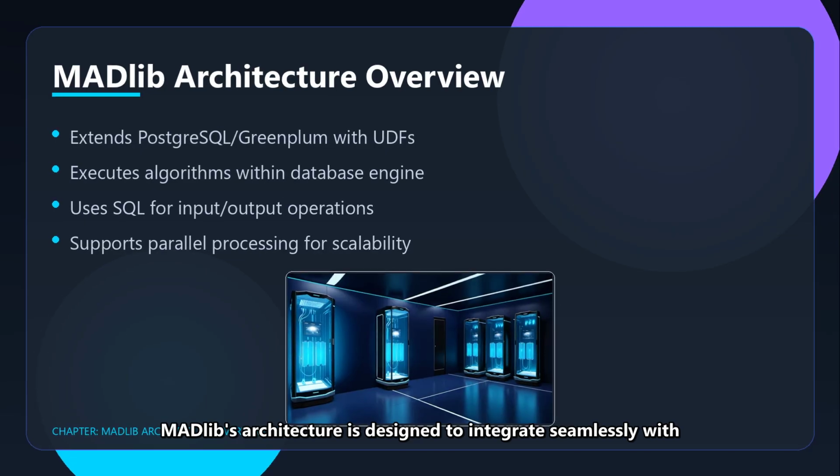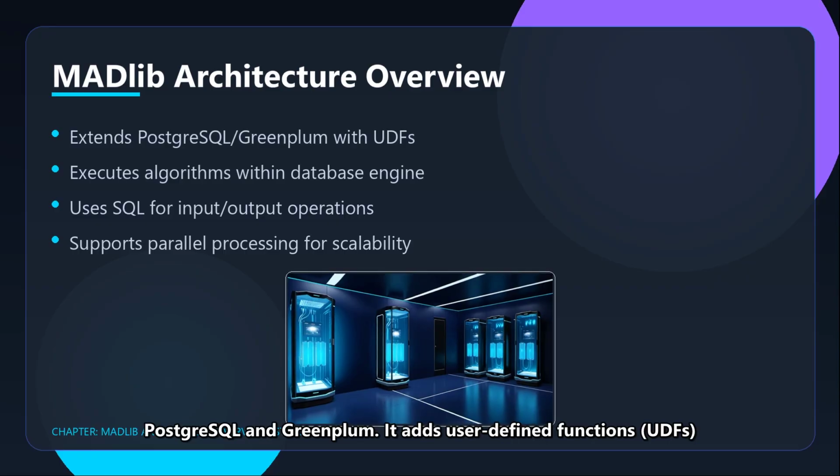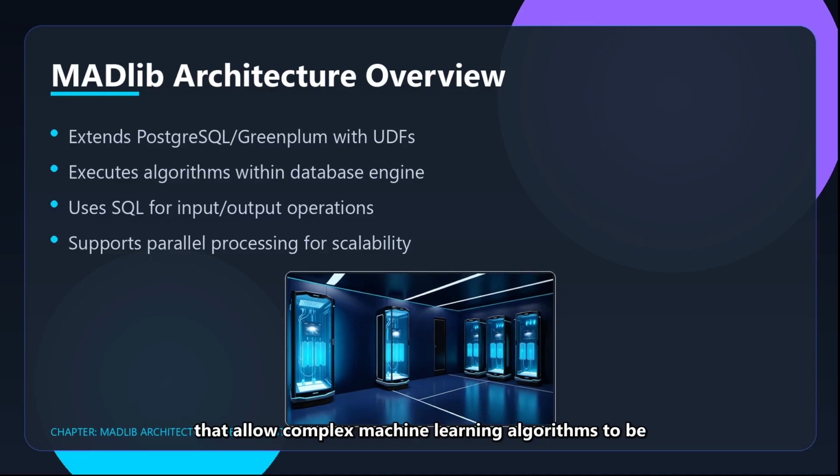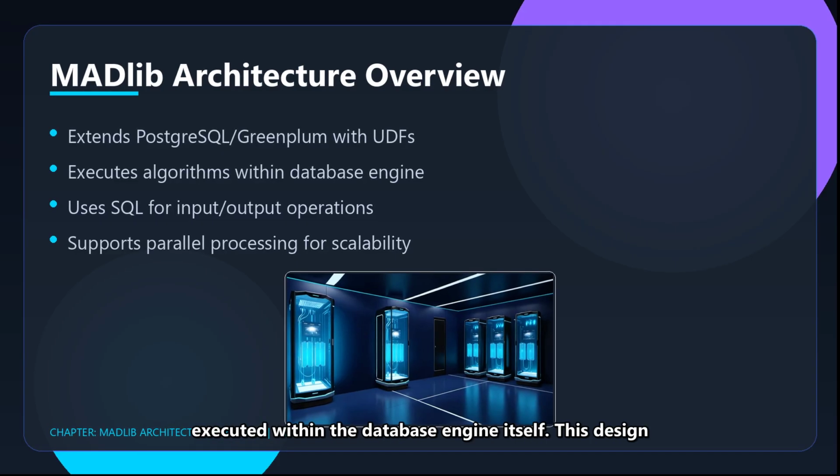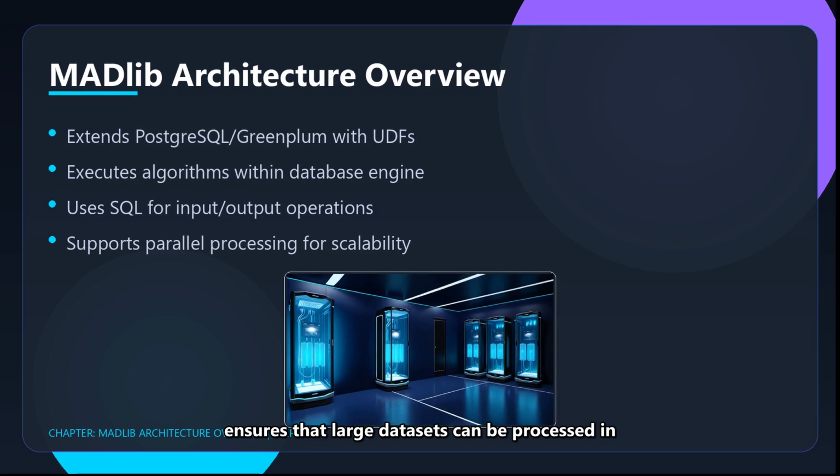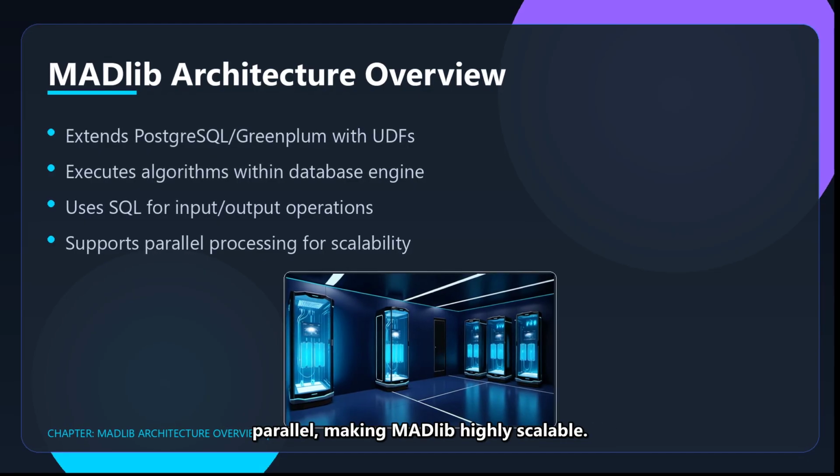Madlib's architecture is designed to integrate seamlessly with PostgreSQL and Greenplum. It adds user-defined functions, UDFs, that allow complex machine learning algorithms to be executed within the database engine itself. This design ensures that large datasets can be processed in parallel, making Madlib highly scalable.